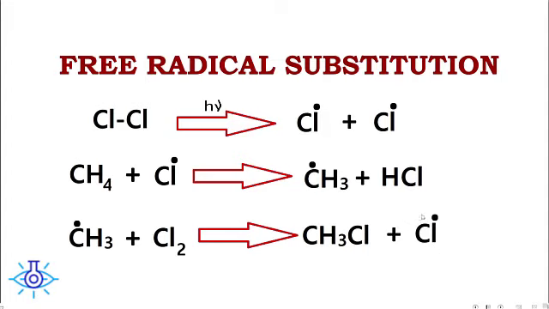Chlorine, being a highly reactive species, can continue the reaction and the substitution takes place in a chain manner because free radicals are highly reactive. That's all about substitution reaction.